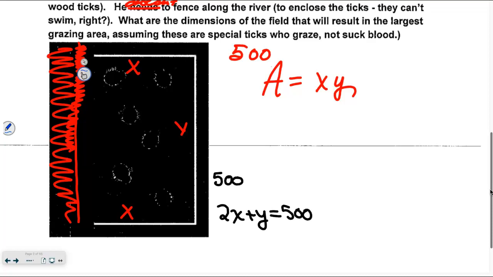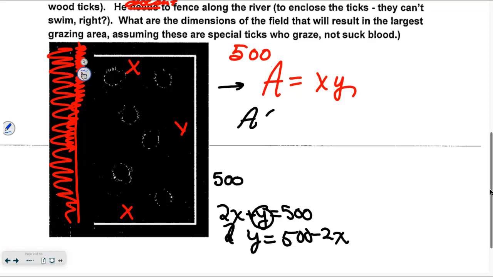Then you'll solve for one of the variables. Pick the easier one. That makes it easier. So on this one, it's easiest to solve for y. So I would say that my y would be equal to 500 minus twice the x value. So that's always the process. What are you trying to maximize, or equate, or minimize? Then use the other information given to get it down to one variable.